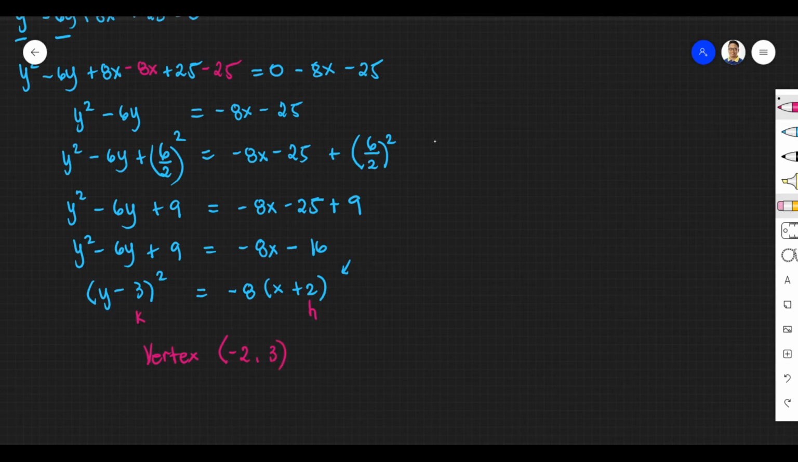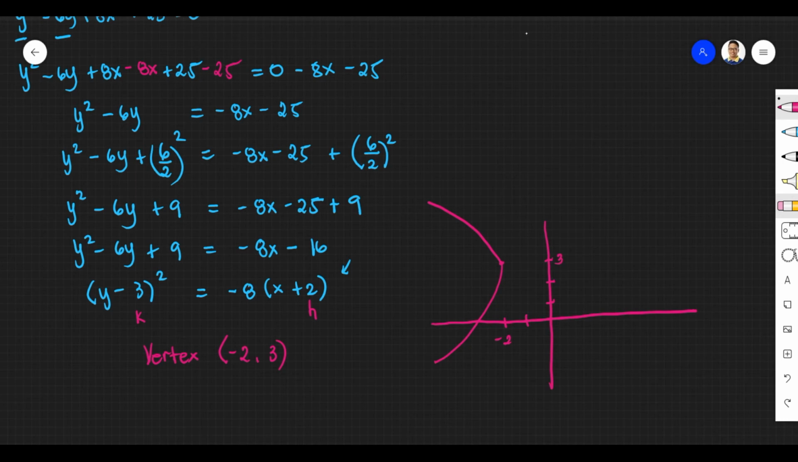Let us try to graph or plot the points. 1, 2, this is negative 2. 1, 2, 3, this is 3. So the vertex here is negative 2, 3. And we know that this parabola opens to the left side. All right.